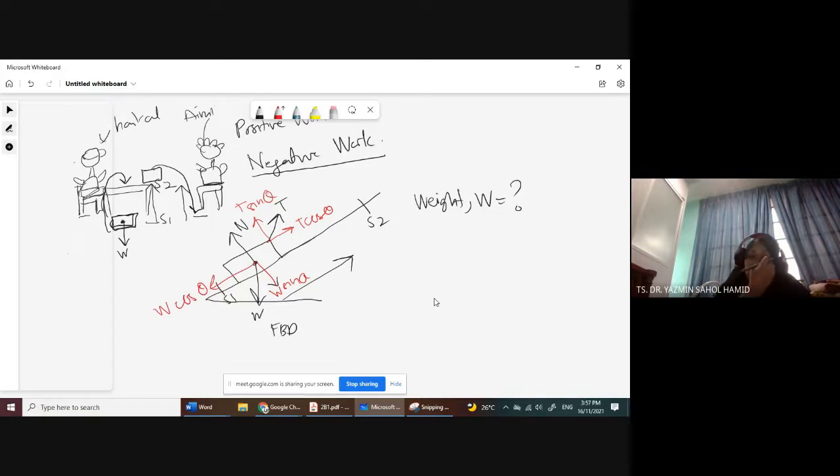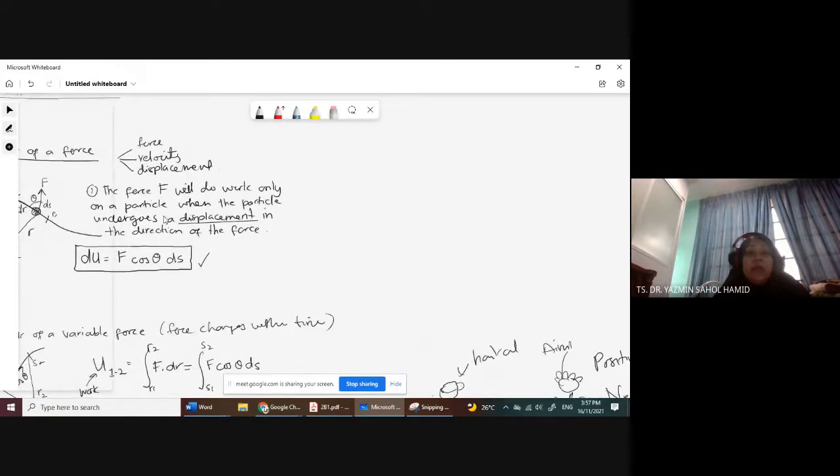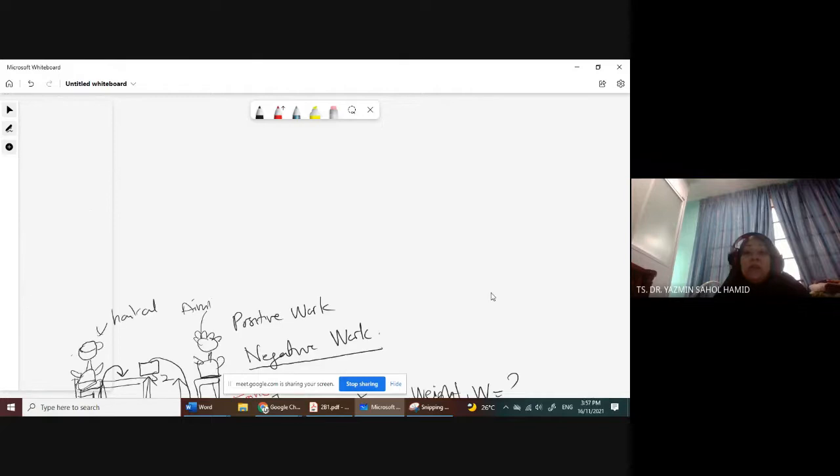now you need to come up with the equation due to work from one position to two, right? Which are the forces yang ada? You have to decide, is it W cos theta or W sin theta? Or both? What is the keyword? The keyword is here: the same force direction. F will do work only when the particle undergoes a displacement in the direction of the force.